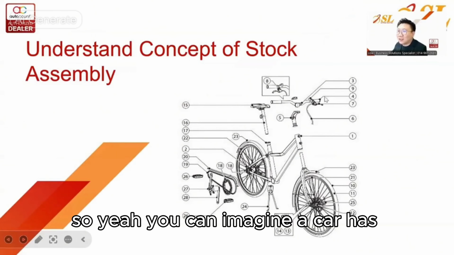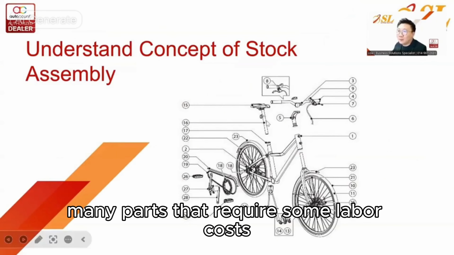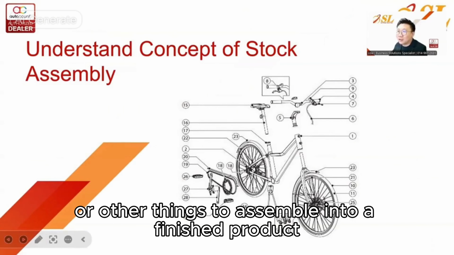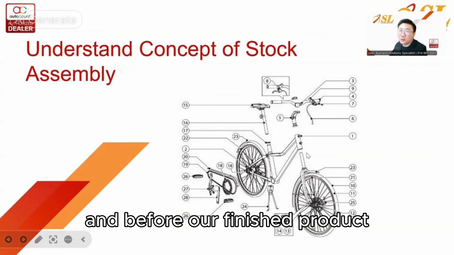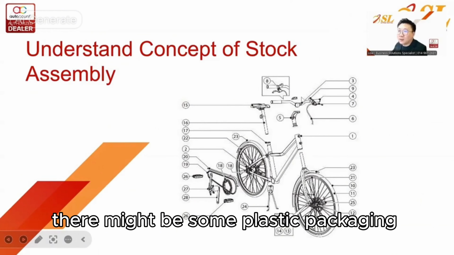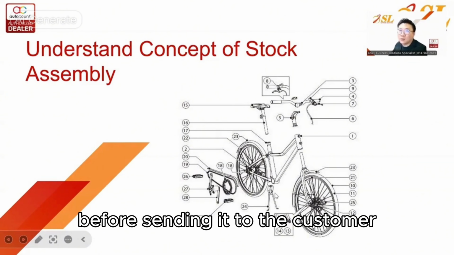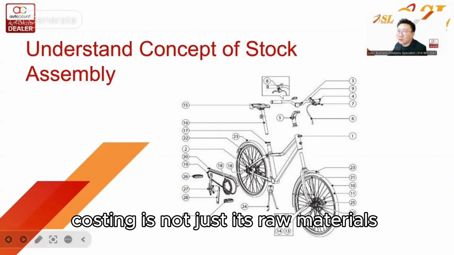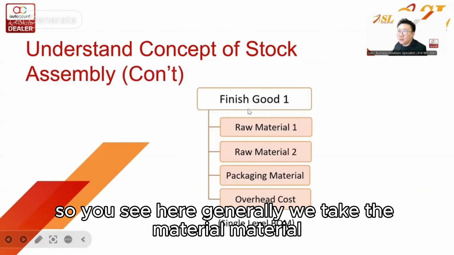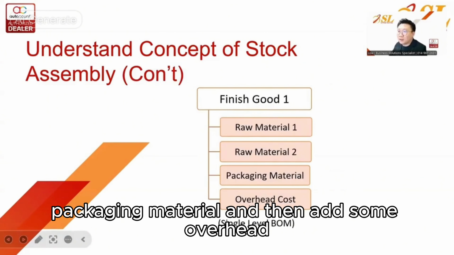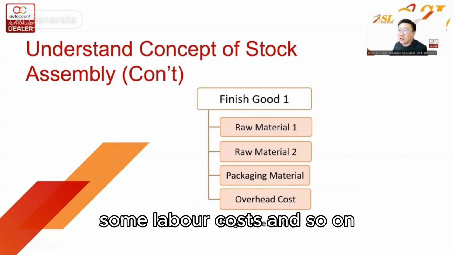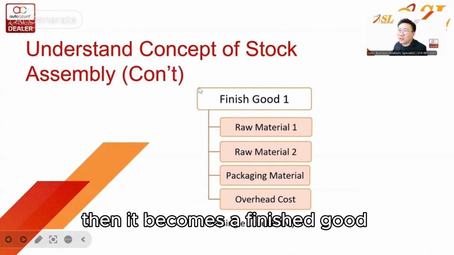So you can imagine a car. A car has many parts that require some labor costs or some glue or other things to assemble into a finished product. And before the finished product, there might be some plastic packaging before sending it to the customer. So this is the whole costing. It's not just the raw materials. Generally we take the material, packaging material, and then add some overhead. Overhead might be some glue, some labor costs, and so on. Then it becomes a finished good.